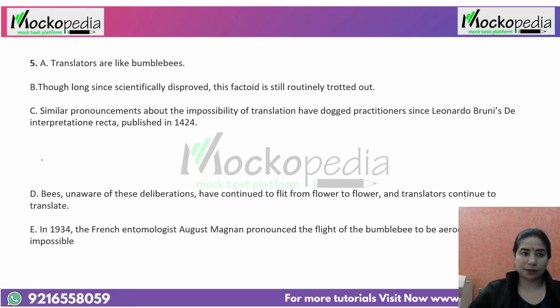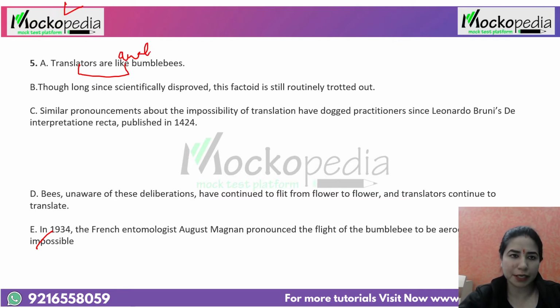Okay, let's discuss. So translators are like bumblebees. Okay, so they're trying to create an analogy between translators and bumblebees. That's what this statement gives an indication. Though long since scientifically disproved, this factoid is routinely trotted about. Trotted about means talked about, discussed about. Okay. Now, which factoid? Let's see.